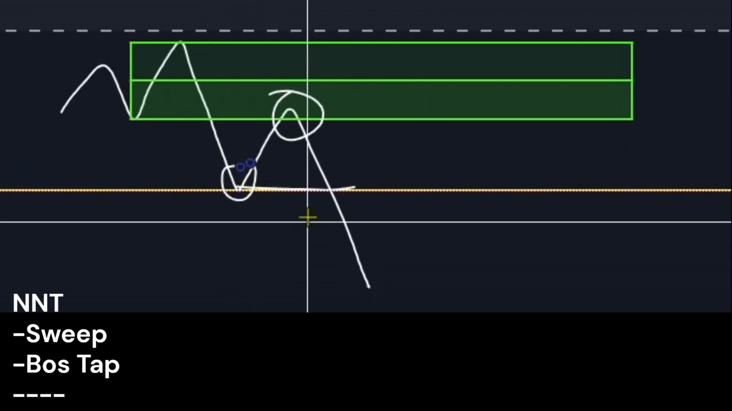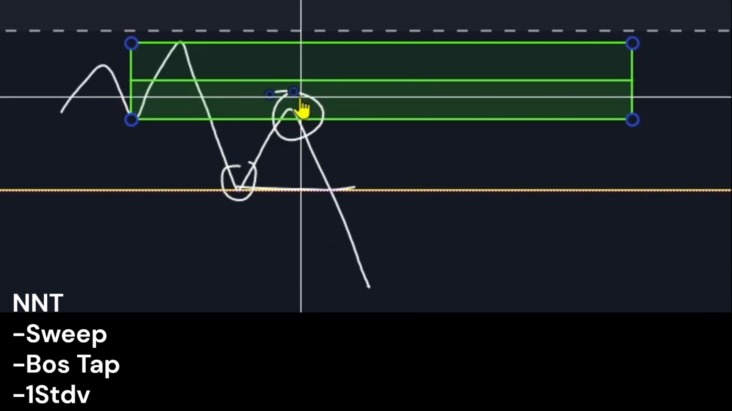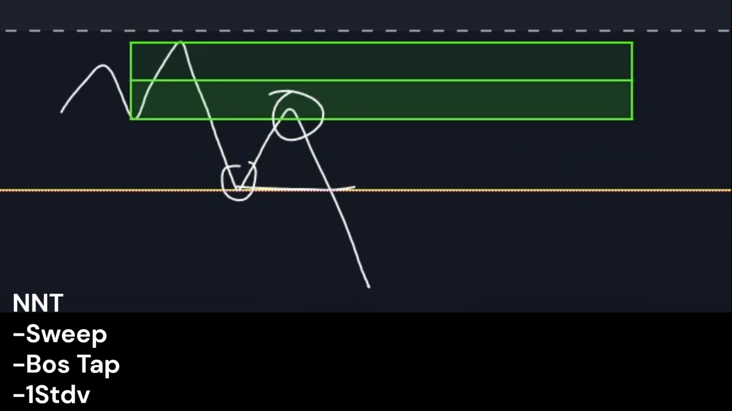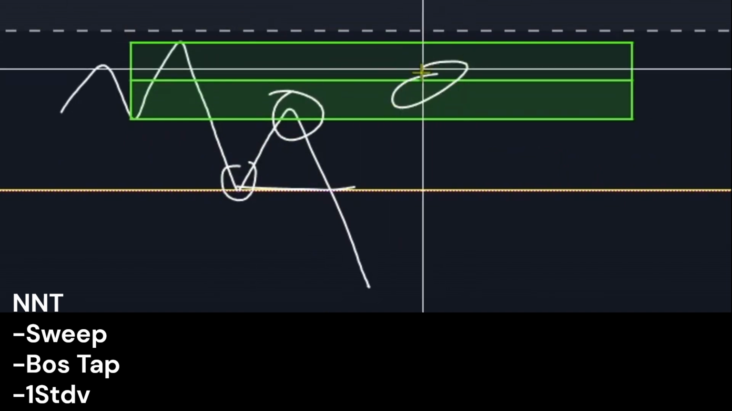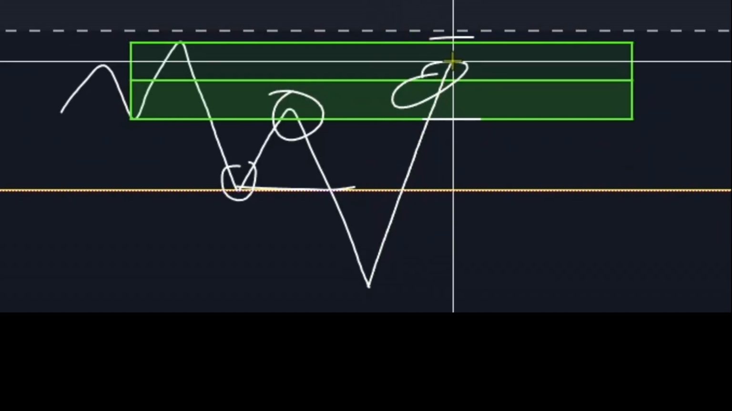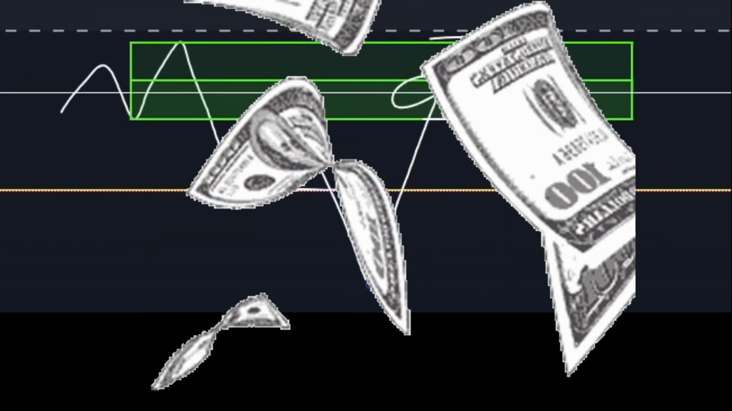So after the tap, and our last requirement, one standard deviation, meaning that we want 100% away from the zone, 100% away. We're good to go. Put our entry at 50% with our take profit right here and our stop loss one tick above. So we expect price to come in and hit our take profits.